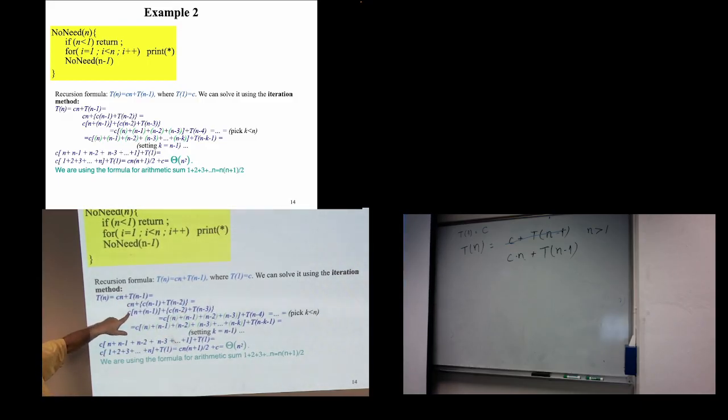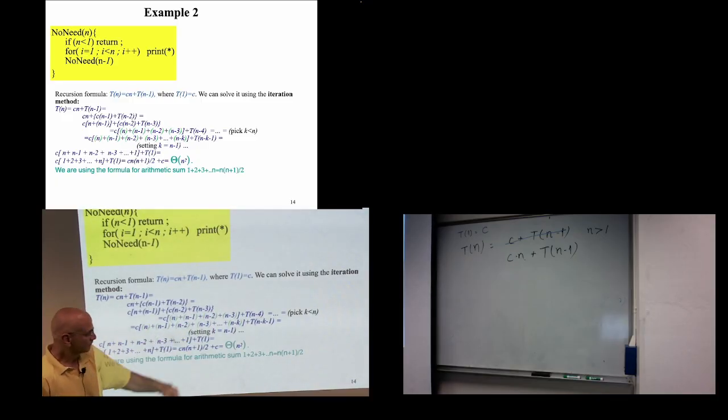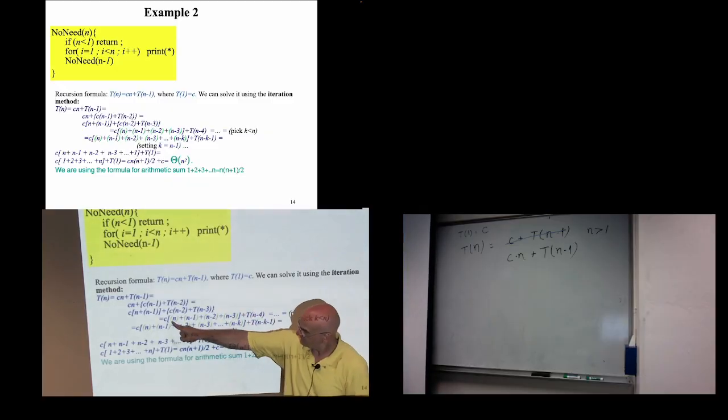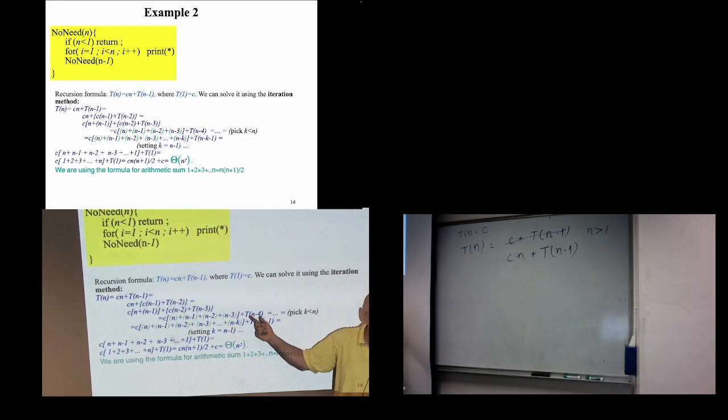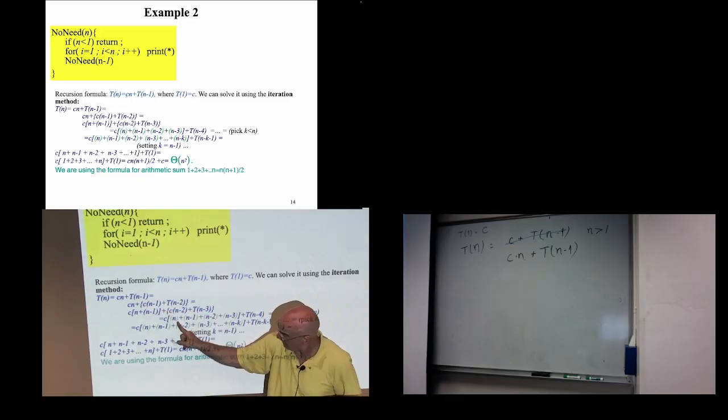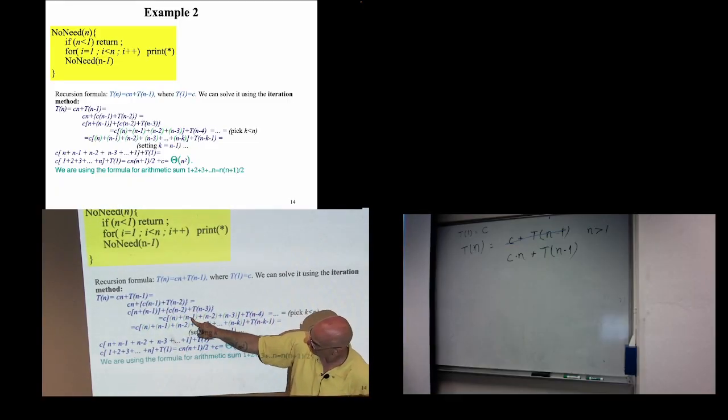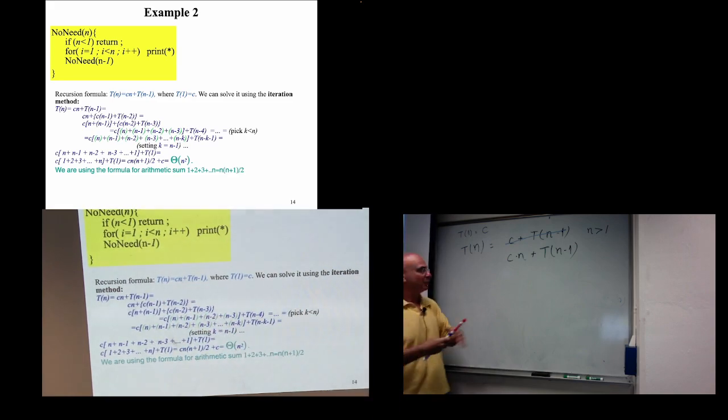Rearrange it. It's C times n plus n minus 1, plus, and now what is T of n minus 2? It is just C times n minus 2 plus T of n minus 3. Let's rearrange it. It is C times n plus n minus 1 plus n minus 2 plus n minus 3 plus T of n minus 4. I jumped one step ahead. Remember, the n came from here, the n minus 1 came from here, the n minus 2 came from here, and so on, just accumulating more and more stars.